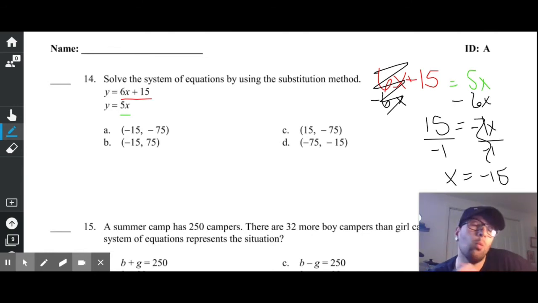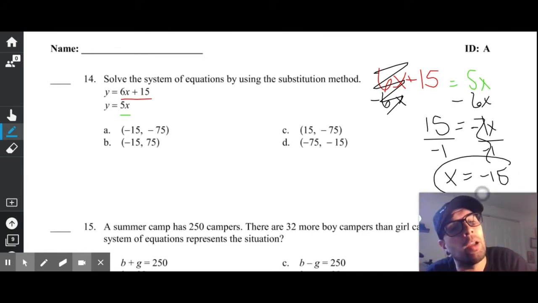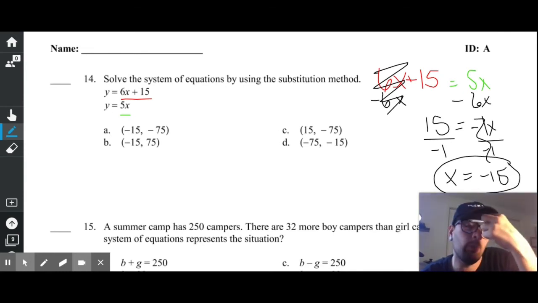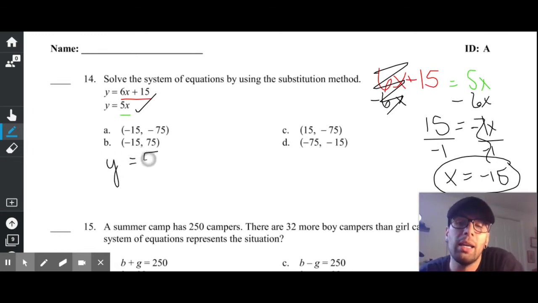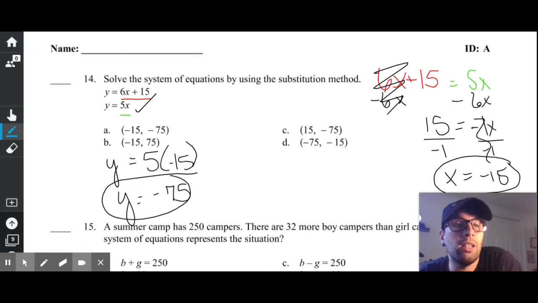Now I have to find y. Once you have your x value, take that x value and plug it into any equation that you want. I'm going to plug it into the bottom one because it's easier. So if x is negative 15, then y is going to equal 5 times negative 15, and 5 times negative 15 is negative 75. So x is negative 15, y is negative 75.